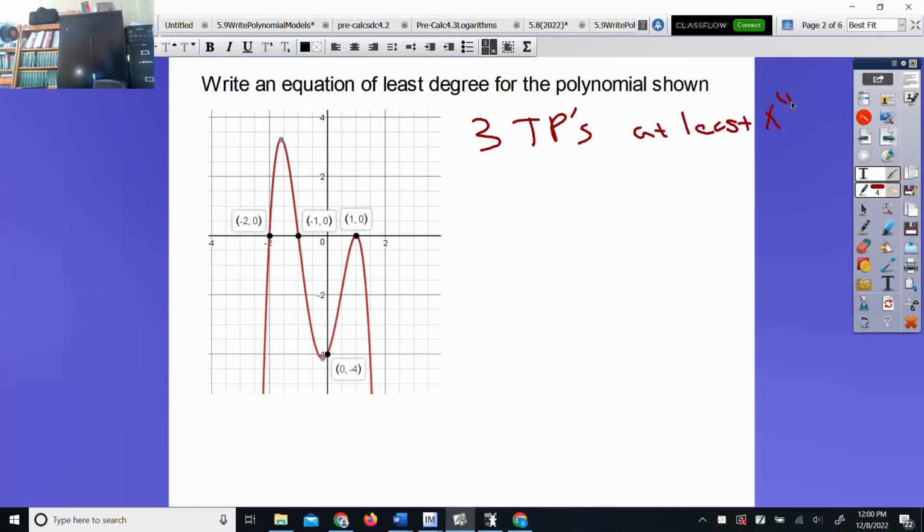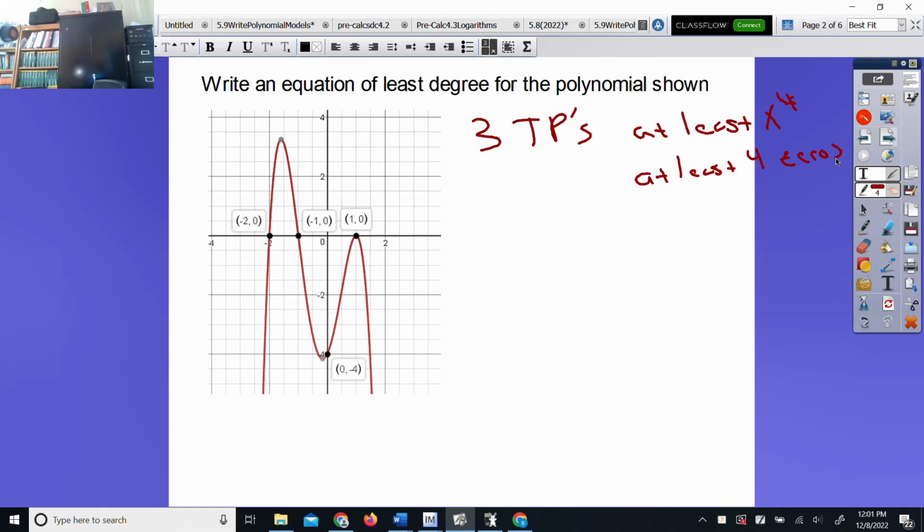Now, x to the 4th doesn't necessarily mean you have 4 factors. X to the 4th means you have how many zeros? 4. That's the fundamental theorem of algebra, which was talked about yesterday. That's what it means. It means there's at least 4 zeros. Doesn't mean there's 4 factors, 4 zeros.